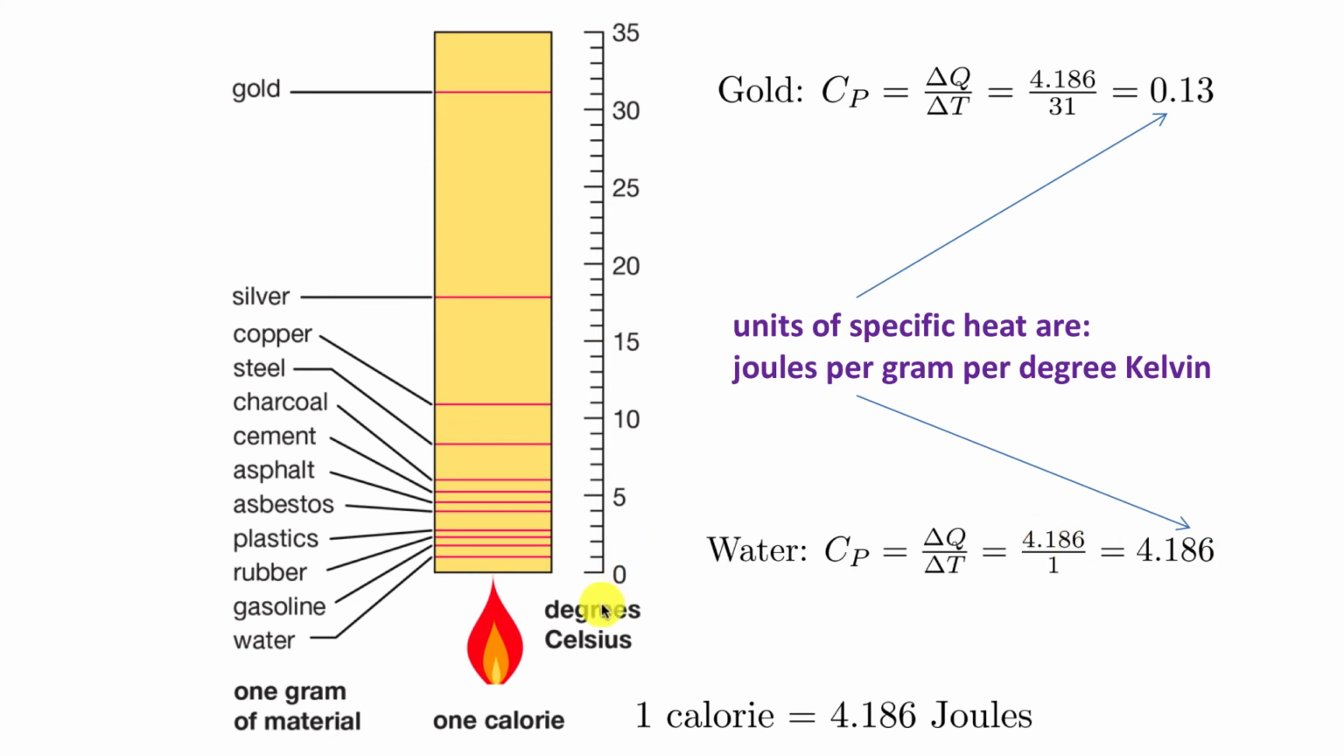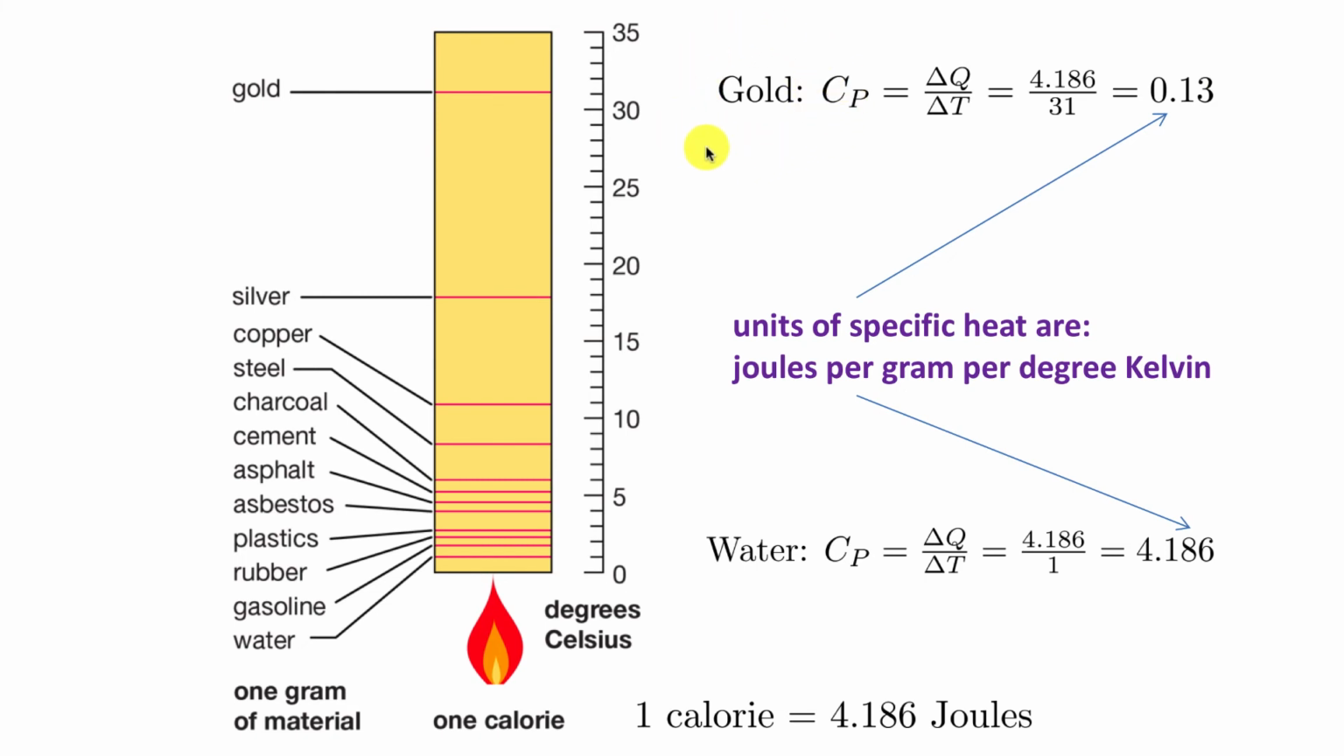Now you can see that when you added 1 calorie, the temperature went up by only 1 degree Celsius or 1 degree Kelvin. But if I was to add that same 1 calorie of heat to gold, that would go up pretty close to here, to about 31 or so. And so the specific heat for gold is only 0.13, whereas for water, it is this. In other words, water has a lot of capacity to hold heat. Gold has very little capacity to hold heat, and you can wonder why.